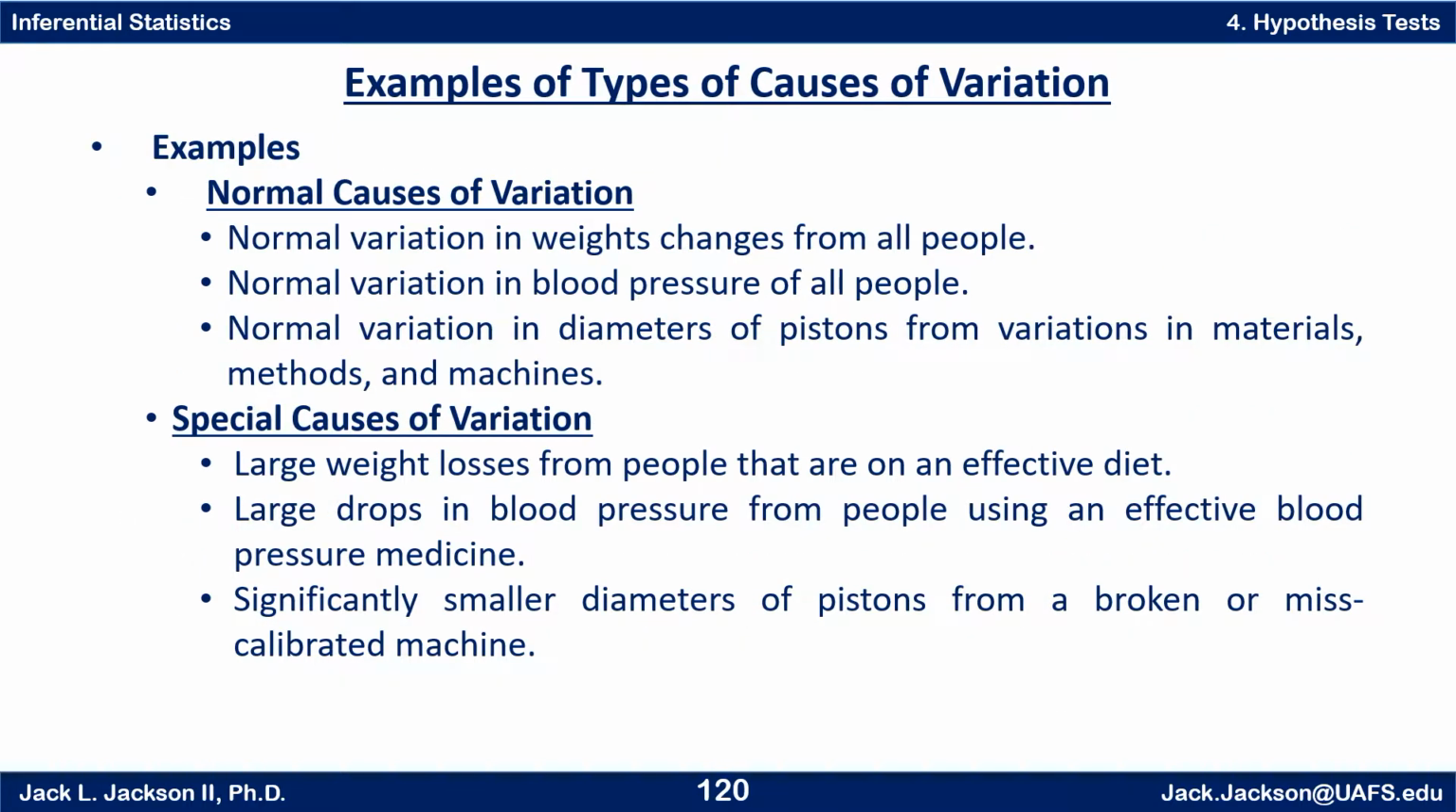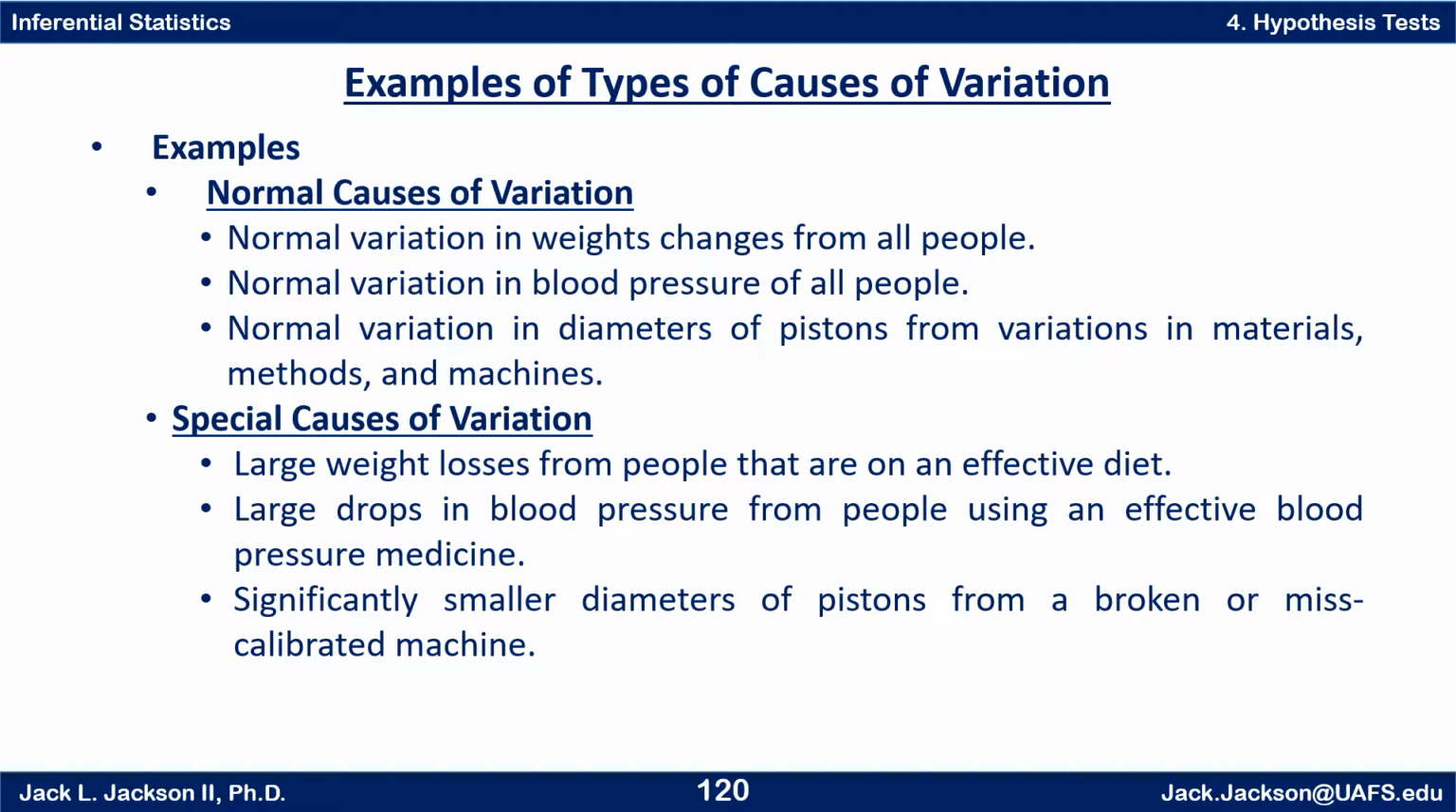So some examples of normal causes of variation would be normal variation in weight changes from all people. Individual people have weights that go up and down. We have variations from person to person. Same way for normal variation of blood pressure of all people. And we have some normal variation in things that are manufactured, like diameters of pistons from variations in materials, methods, and machines.